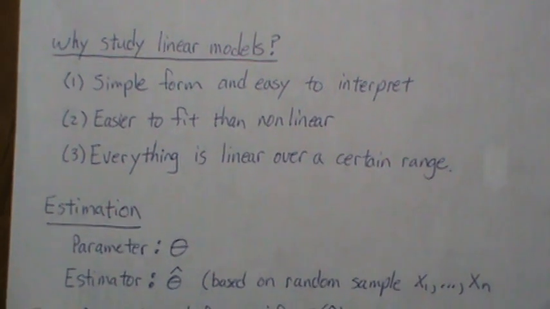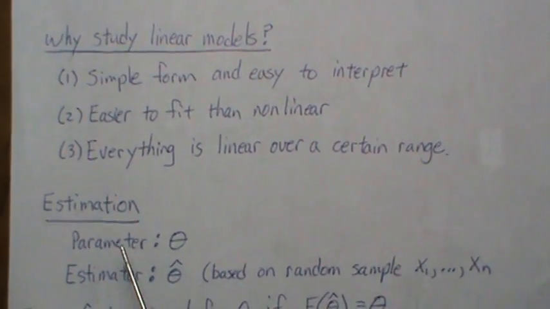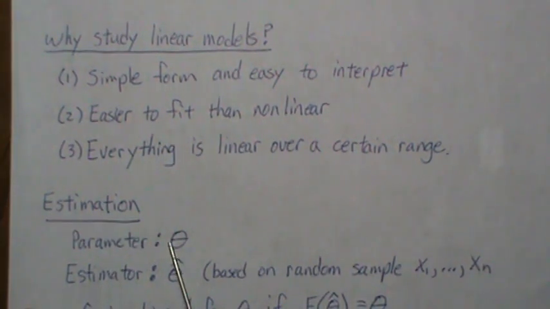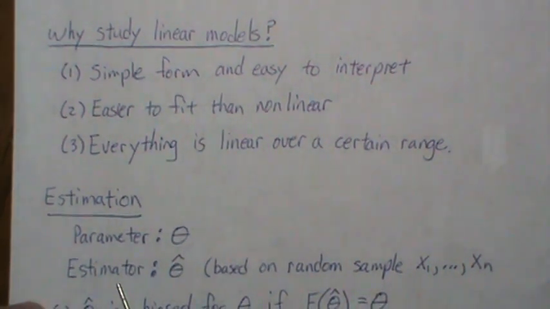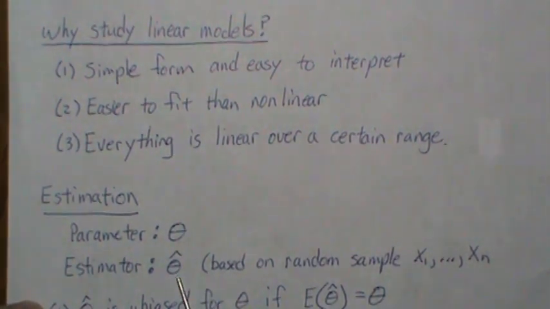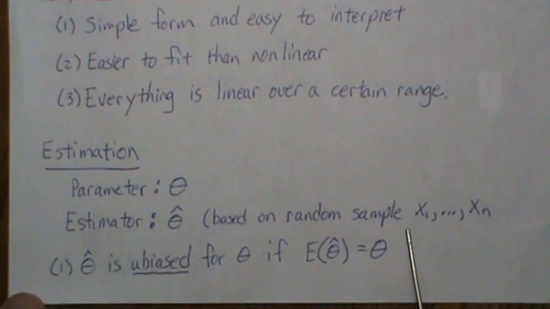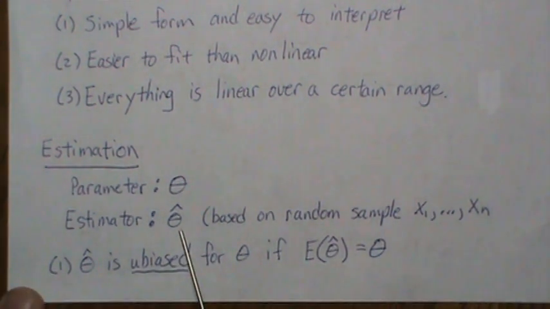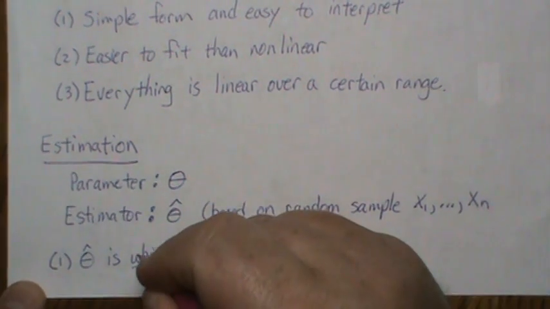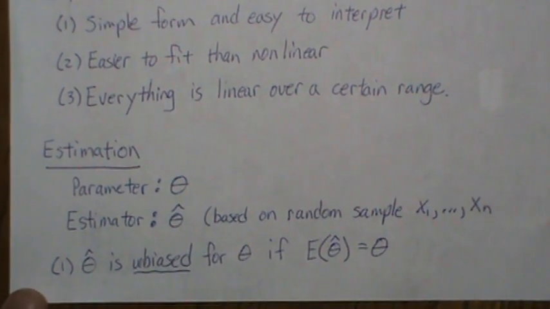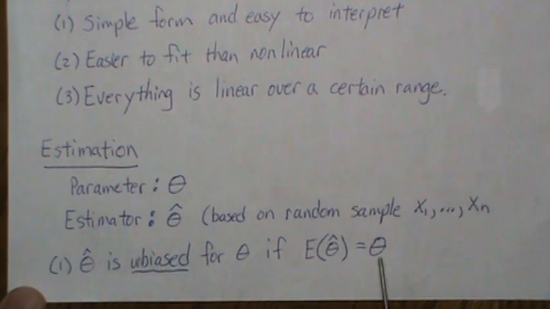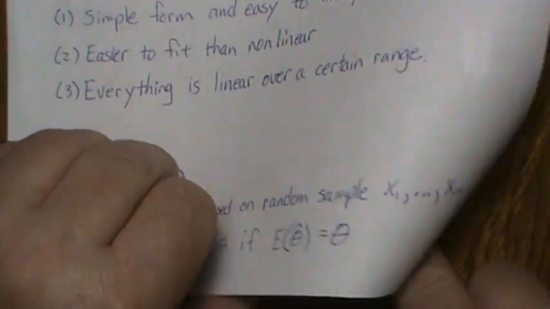So briefly, we're going to talk about estimation in this video. The parameter of interest is going to be theta, and our estimator we're going to call theta hat. And so theta hat is based on a random sample of data points. Now let's talk about some properties of our estimator theta hat. So theta hat is unbiased for theta if the expected value of theta hat is theta. Okay, that's what unbiased means.